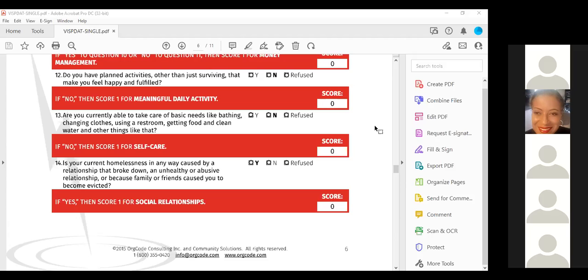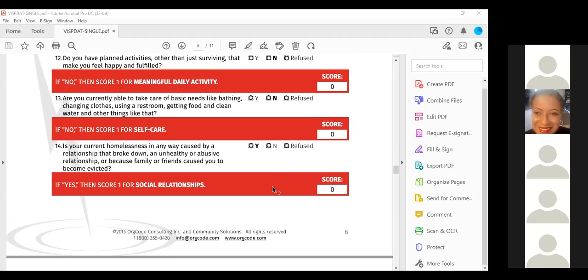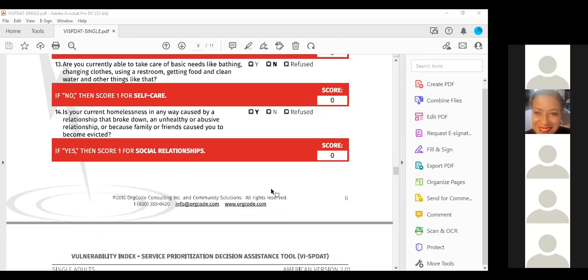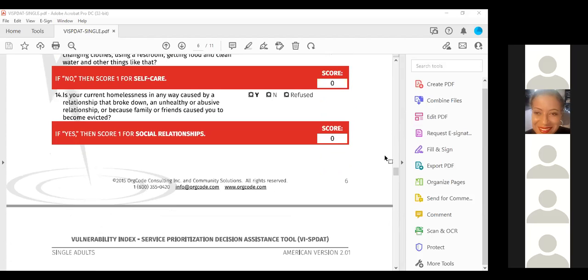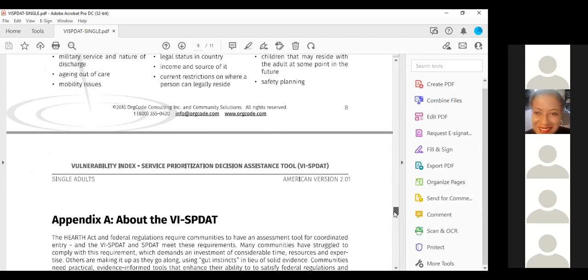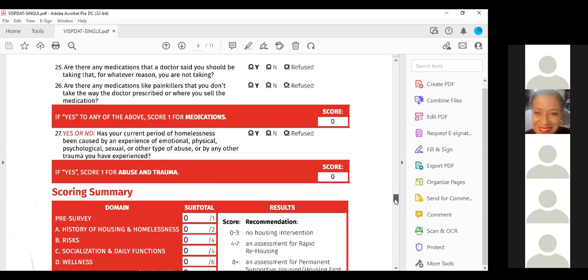So going down to 14, is your current experience with homelessness in any way caused by a relationship that broke down, an unhealthy or abusive relationship, or because family or friends caused you to become evicted? It is very similar to question number 27 on the last page, where it says, has your current period of homelessness been caused by an experience of emotional, physical, psychological, sexual, or any other type of abuse or trauma you experienced? They're very similar.